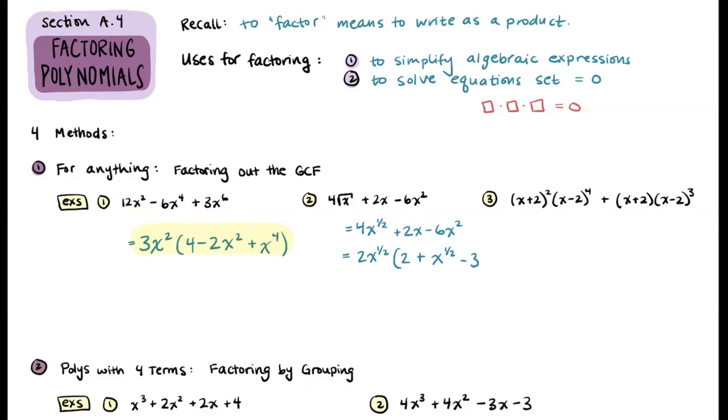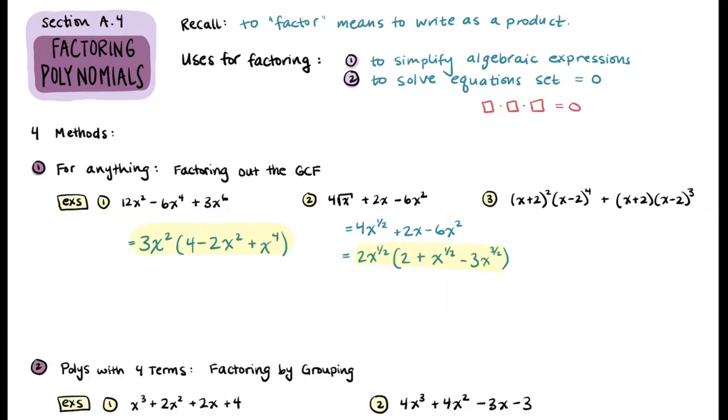Okay, we factored out an x to the 1/2, so we're dividing by 2x to the 1/2 here. So we're going to cancel x squared and x to the 1/2 by subtracting their powers. 2 minus 1/2 is 1.5, right? And that as a fraction is 3/2. Here we go. This is our nicely factored version by taking out the GCF.